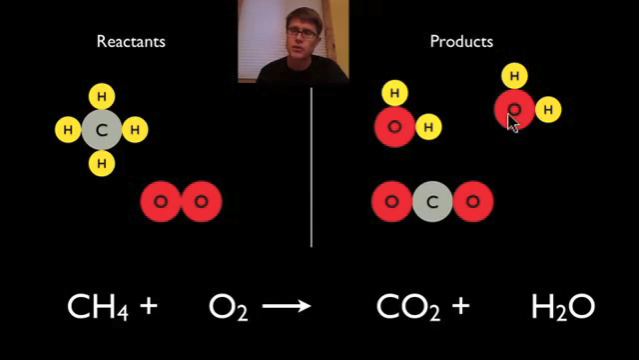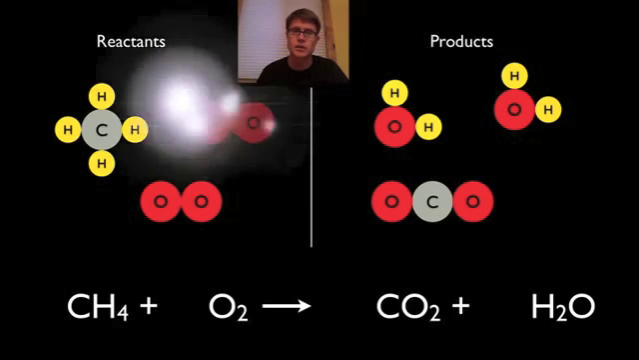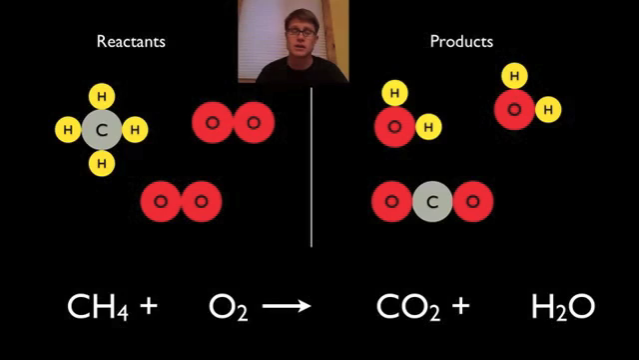But I've got 4 reds on the right, and I only have 2. And so I have to add that as a whole molecule. If I add 1 more molecule of oxygen, now we have a balanced equation. So how do we write that out? Methane on the left side, I have 1 methane, but I'm not going to write the number 1.